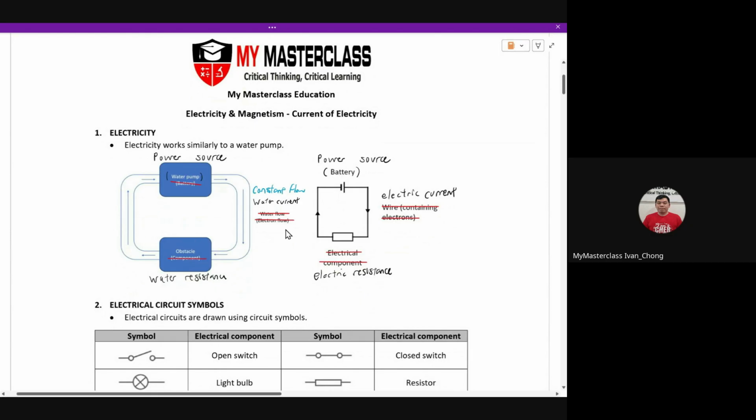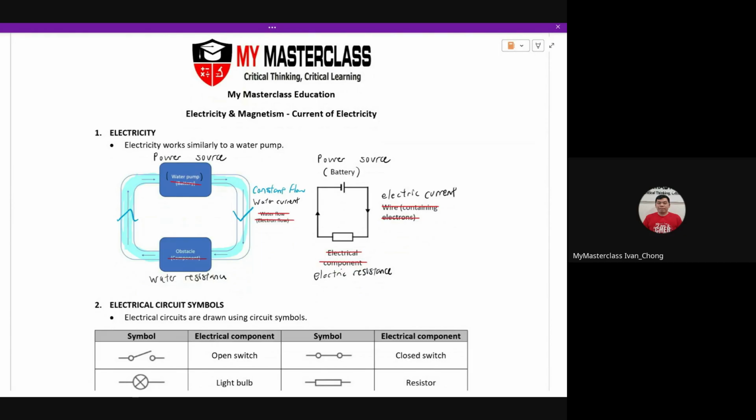Now, do take note, what I mean by constant flow is when your current flows all the way through the entire system, it is constant throughout. It's the same flow. You already take into consideration the obstacle, which is your water resistance that is trying to stop your water from flowing. We already took it into consideration. So at this point and this point, your current is the same.